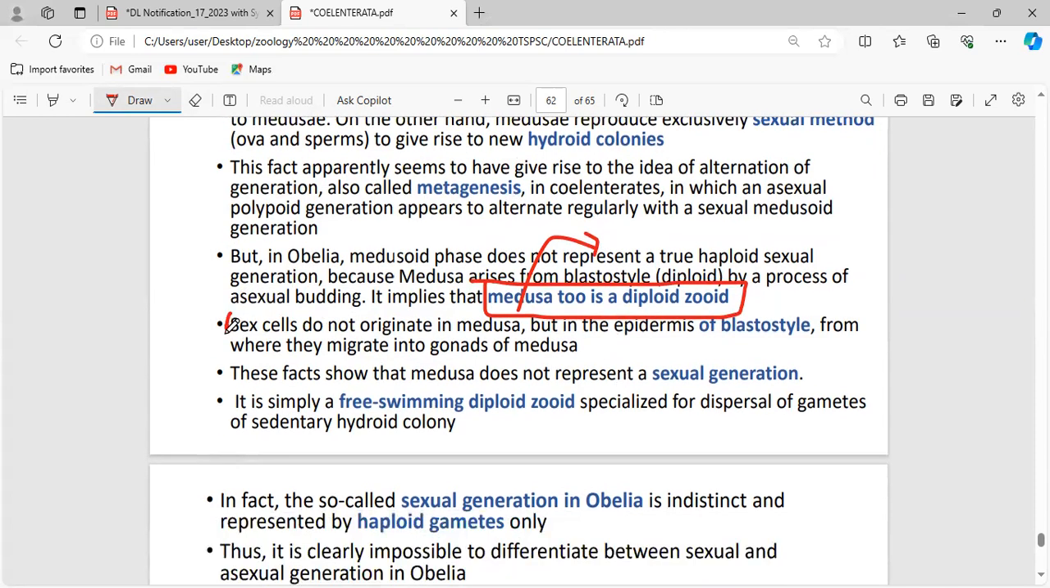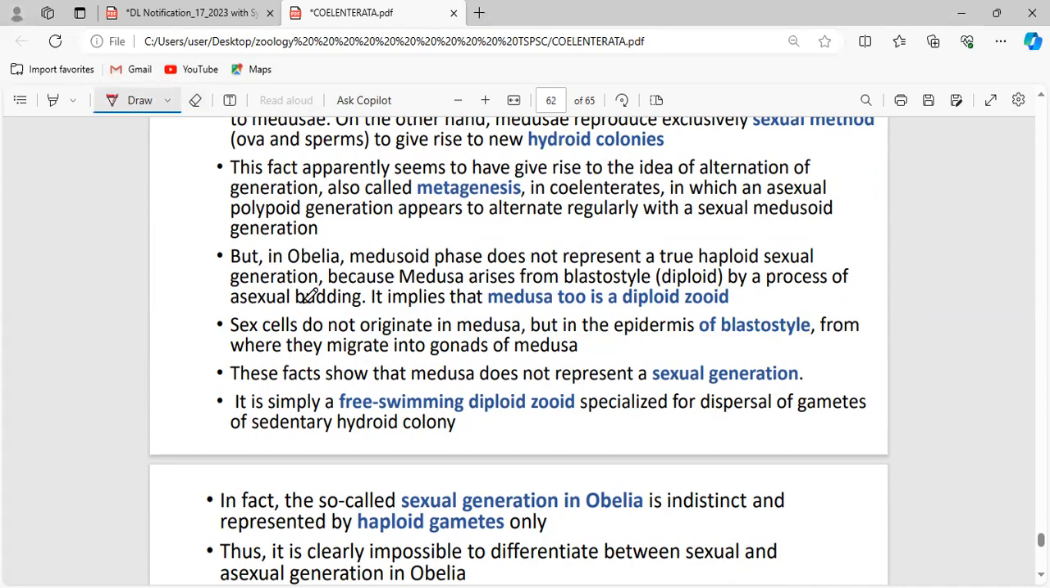Clear? Sex cells do not originate in the medusa, but in the epidermis of the blastostyle. This is also an important point: the sex cells originate from the blastostyle. From there, they migrate to the gonads of the medusa. This is also the reason why it is not a true alternation of generation.